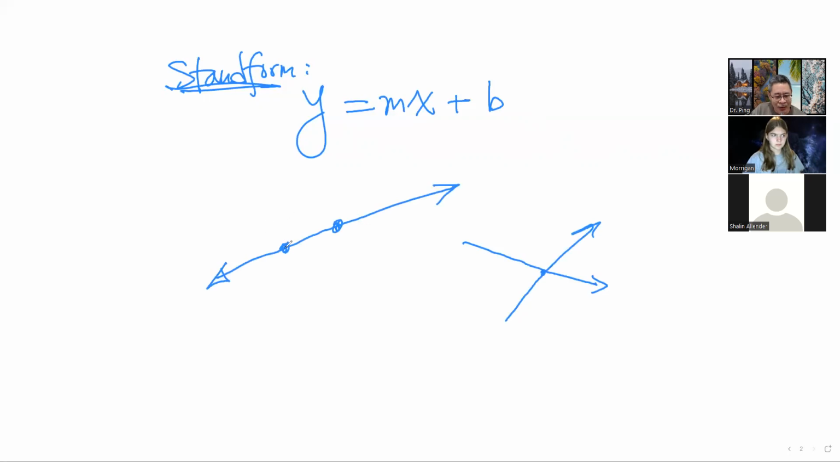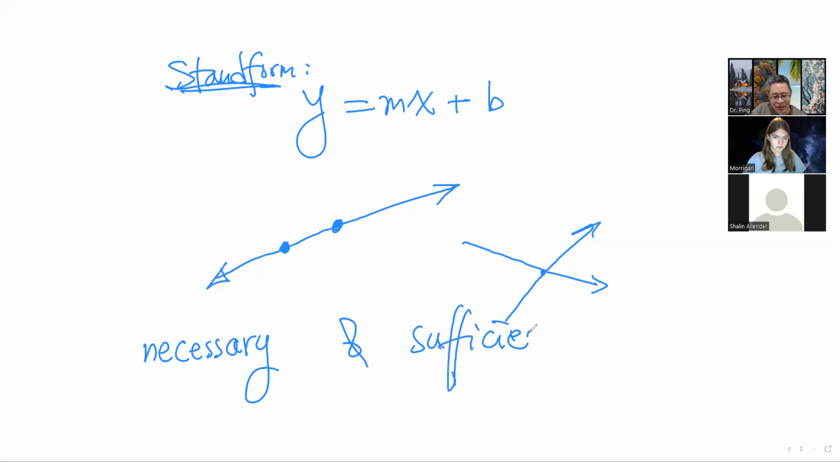And not only is it necessary, this is something called sufficient. That means we only need 2. We don't need more than 2. So 2 is not only necessary, it is also called sufficient. That means we have enough information to draw a line. Have you learned this terminology, necessary and sufficient? I don't think I've learned about this in math yet.